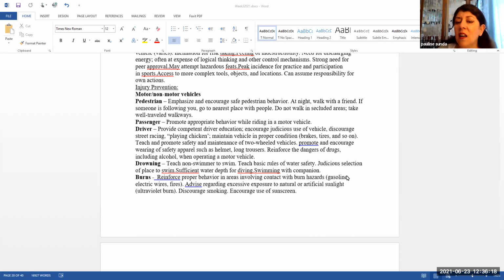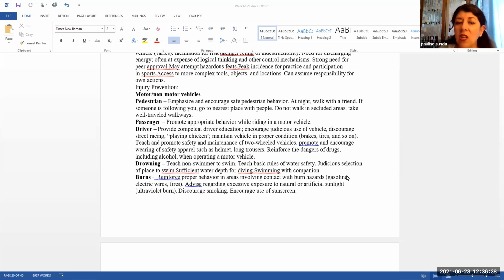And again, reinforcing the dangers of drug use and alcohol use, not just in general, but especially don't be doing that when they are driving or riding in any kind of vehicle. So we want to discourage that at all times.